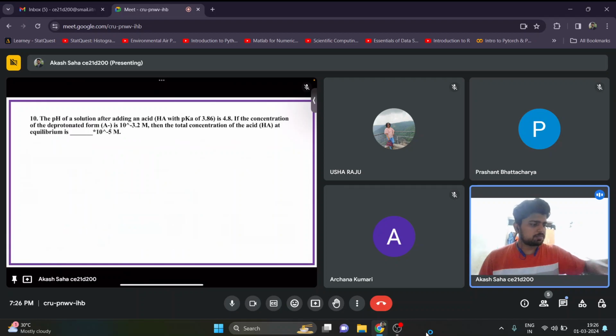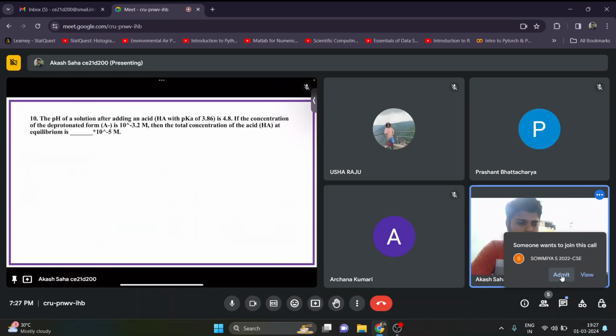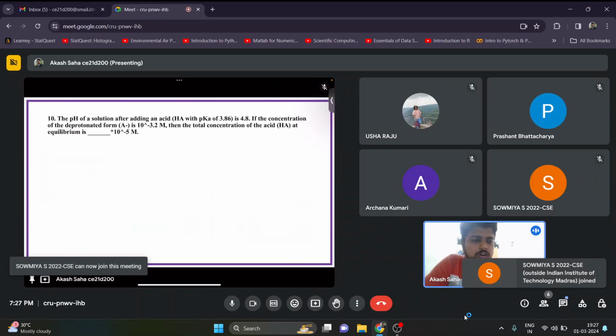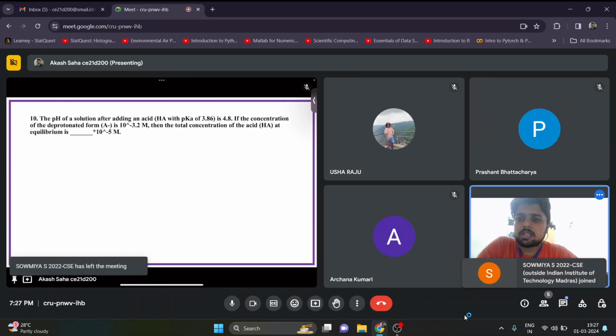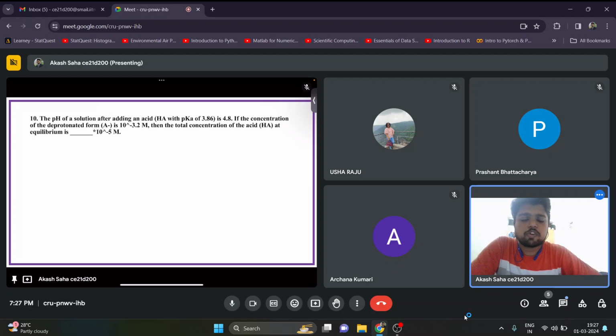It says that now it's basically acid-base equilibrium. So it says that the pH of a solution after adding an acid is around 4.8, and the pK value, the dissociation constant, is given as 3.86 for the acid. Now, if the concentration of the deprotonated form, so from HA it will change into A minus and H plus, the A minus concentration is 10 raised to minus 3.2 molar.